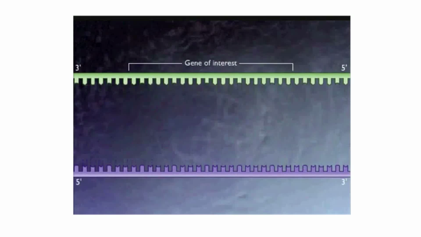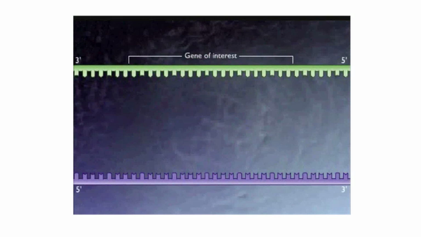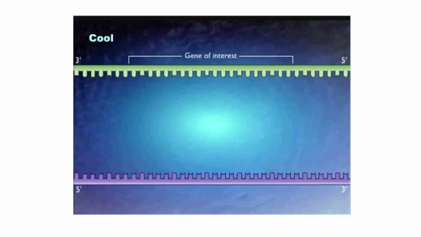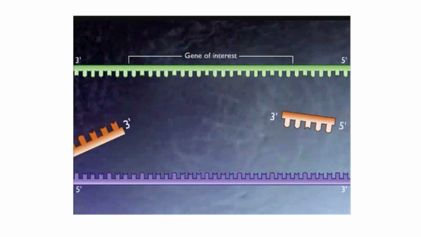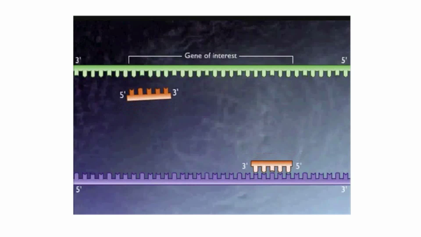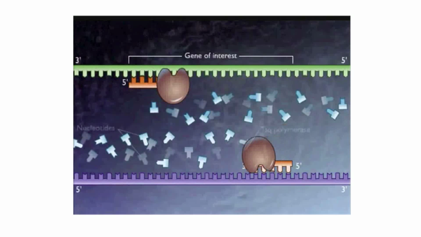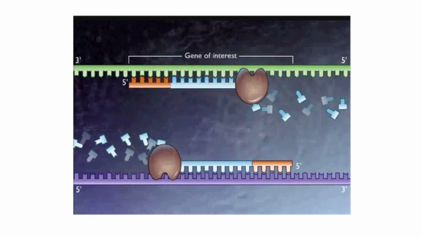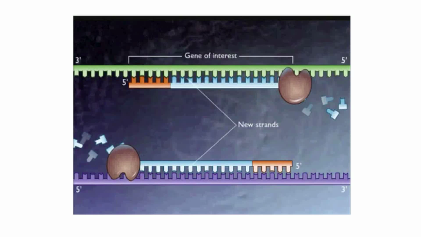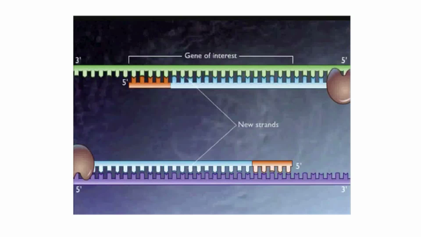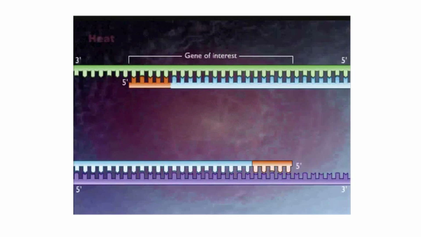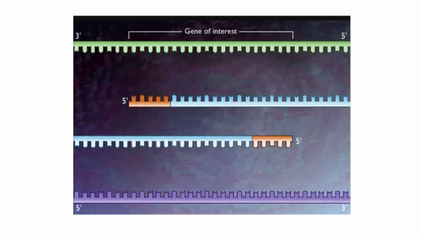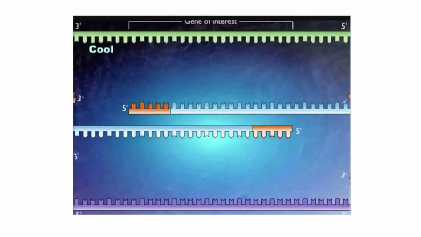So the heat has just broken up the strand, so the hydrogen bonds have broken. Then this is cooled, and the primers turn up on the genes we want. The polymerase then comes along and starts fixing the other nucleotides to the rest of the DNA. So it has to be cool for this part. We then heat it again to break the hydrogen bonds.